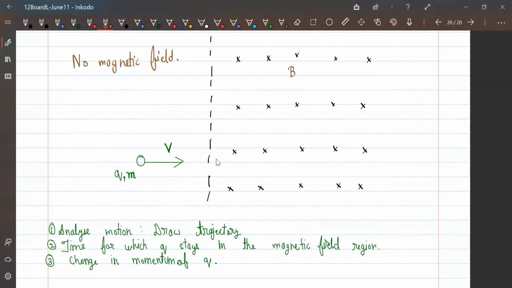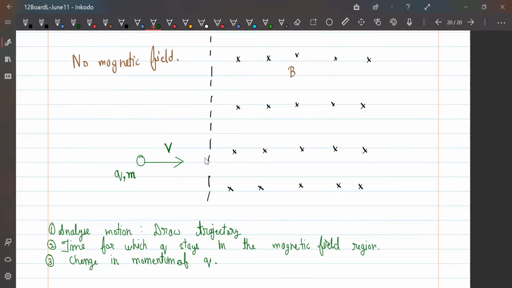So the charged particle is projected towards it. So it will enter this region. There is no boundary, but there is just a dotted line. On this side of the dotted line there is a magnetic field, on this side of the dotted line there is no magnetic field. So how will the charged particle behave? What will be the trajectory that you have to figure out? Anyone got the answer?